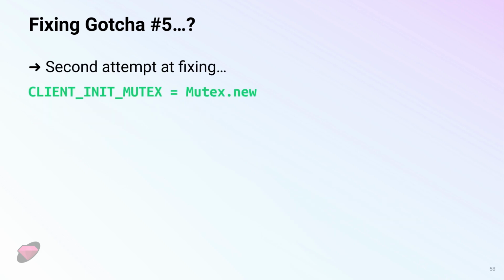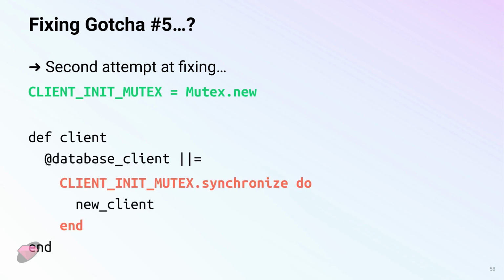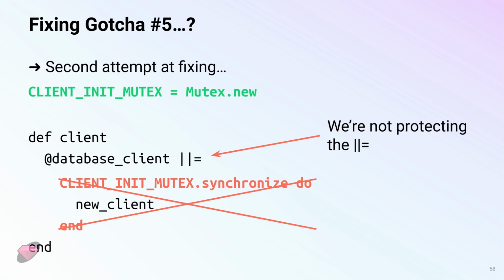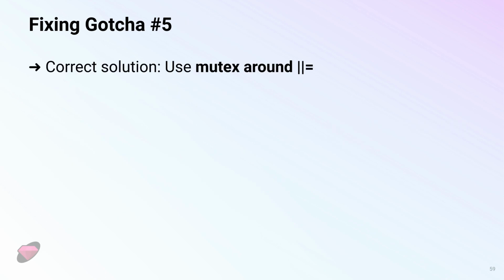Second attempt. Okay, we create the mutex, we store it in a constant, and all threads use the same mutex, and you do it like this. But this is wrong because you're still not putting the or equals inside the mutex. And what happens in this case is that all 5 threads will decide, oh yeah, we all need to create the client, and they're all going to try to acquire the mutex, and they will do so one by one. So let's fix this.